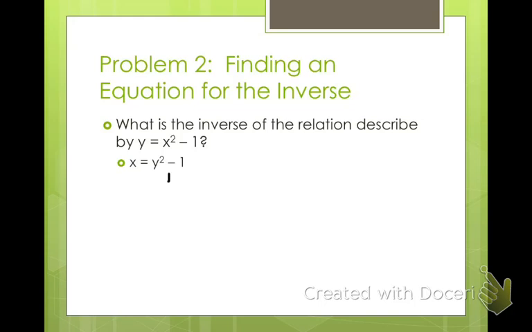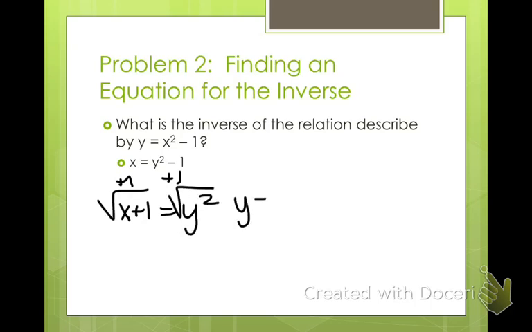So to solve for y, the first thing we do is we add 1 to both sides. So x plus 1 equals y squared. Then we take the square root of that. So y equals plus and minus the square root of x plus 1. Because remember, we have both a positive and a negative root. That is the inverse of y equals x squared minus 1.